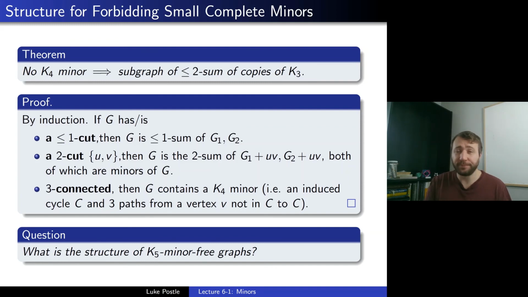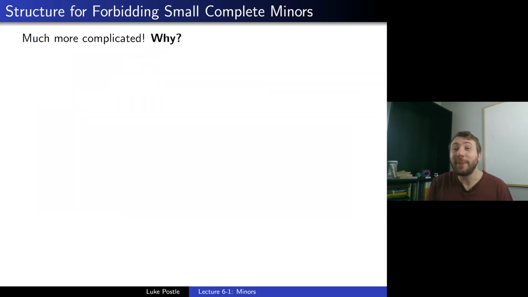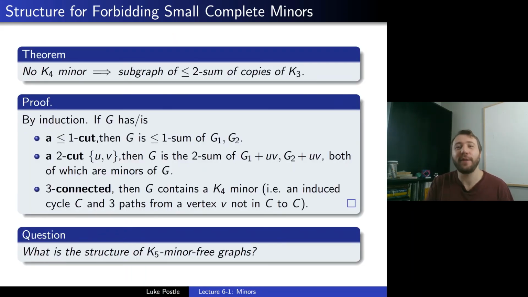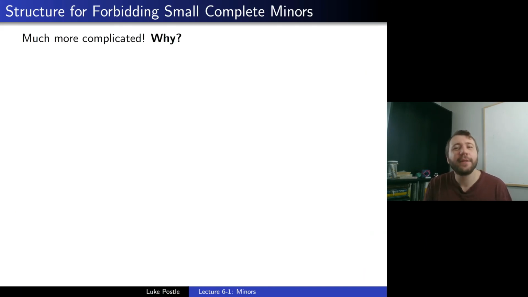Can we keep going? Maybe stop and pause and think for a second. What is the structure? Well, it's much more complicated. For those who are tempted to answer, shouldn't it just be like the subgraph of a three-sum of copies of K4? Well, no. Why? It includes all planar graphs, right? You should remember Kuratowski's theorem. Planar graphs do not have K5 as a minor, so all of a sudden we get this very rich family of graphs. And planar graphs don't follow just from some kind of sum operation from small graphs, unfortunately.